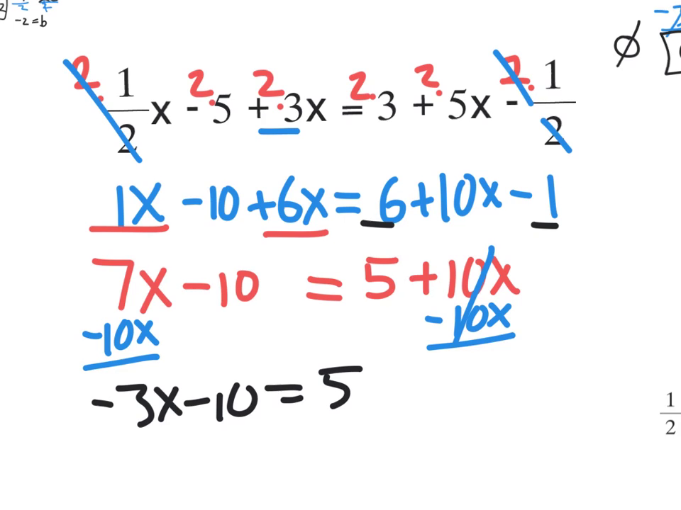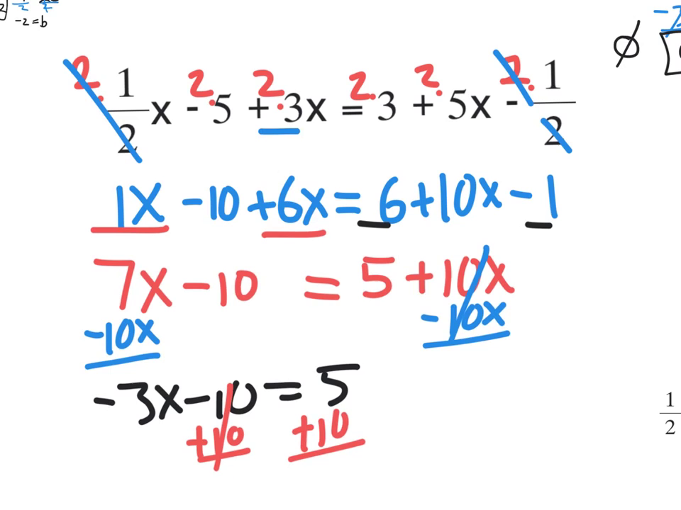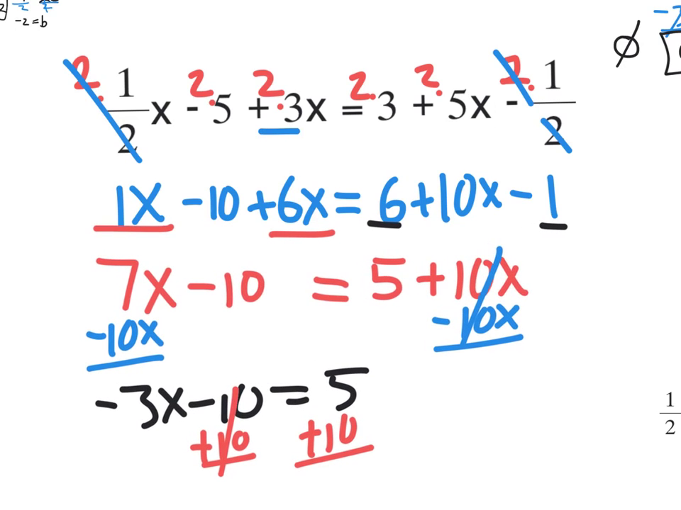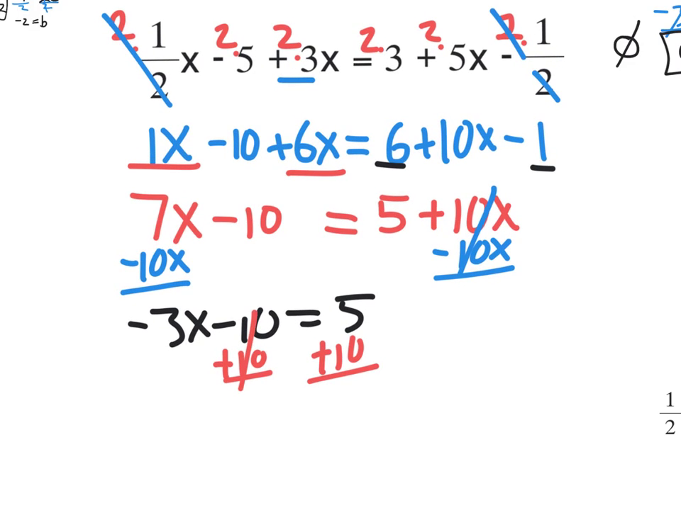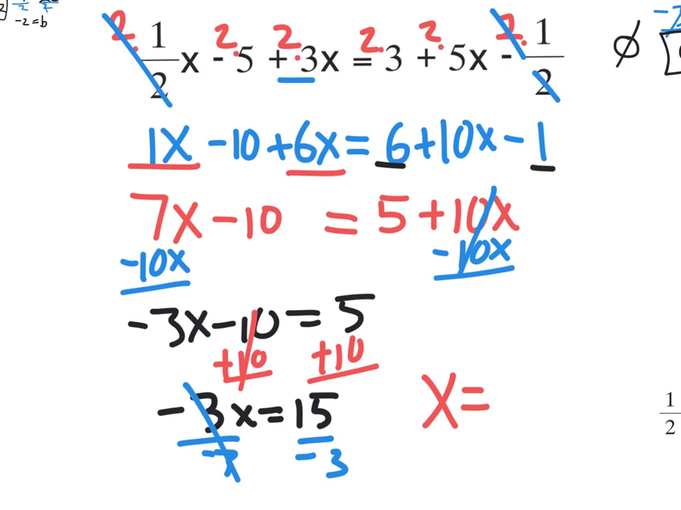Now we're almost done. All I need to do is get x by itself on that side. So I'm going to add 10 to get rid of the minus 10. Add 10 over here, and I'll end up with negative 3x equals 15. Let me make this smaller. Whoops. Here we go. So I end up with negative 3x equals 15, and of course we're going to divide by negative 3. Divide by negative 3 cancels out. Your final answer is going to be x equals negative 5.